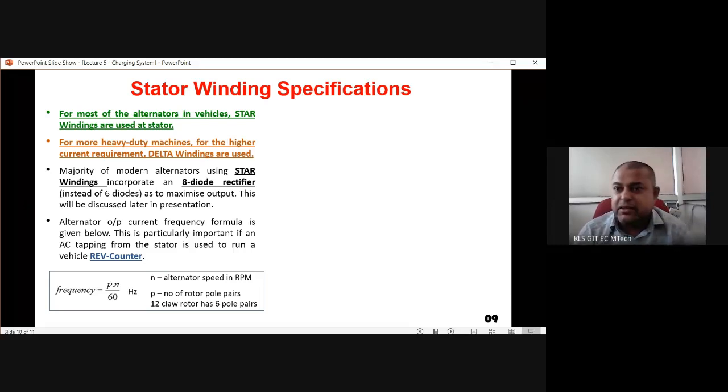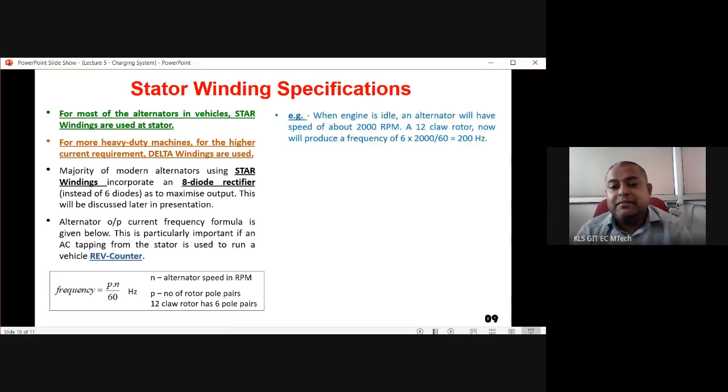So P is a constant, but N might vary, because depending on different conditions, the rotational speed of the alternator varies. So in this case, the frequency of the produced waveform also will vary. That is one thing we have to understand. When the engine is idle, the alternator will have a speed of around 2000 RPM. For every situation, the speed is specified by the designer of the alternator. So a 12 claw rotor, which has 6 pole pairs, will have a frequency as follows.